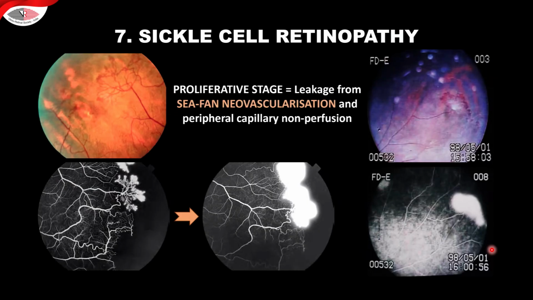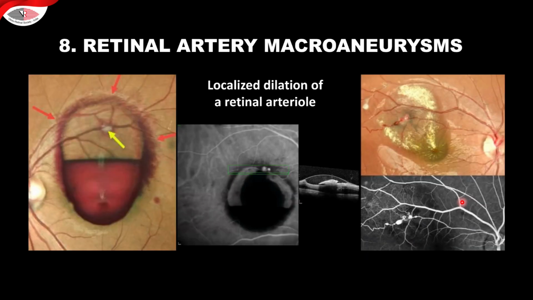Sickle cell retinopathy leads to neovascularization. C fanning is the classic sign described. You can see it here. All these are cases of sickle cell where you see the C fanning happening at the junction of perfused and non-perfused areas, and they lead to extensive hemorrhages, tractional detachments, and they need aggressive treatment with lasers and anti-VEGFs.